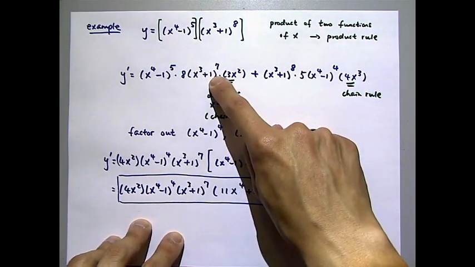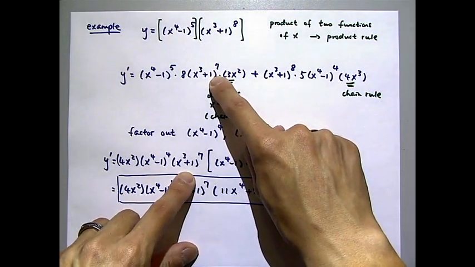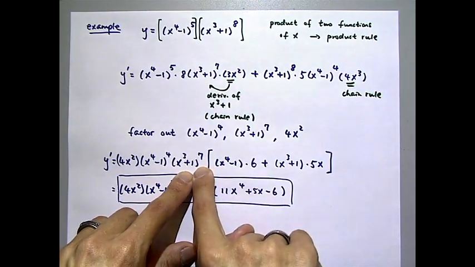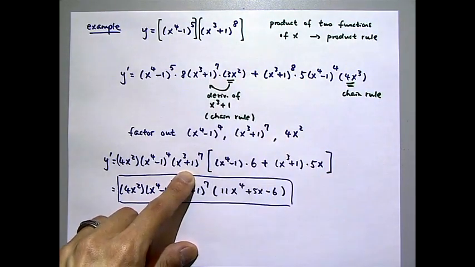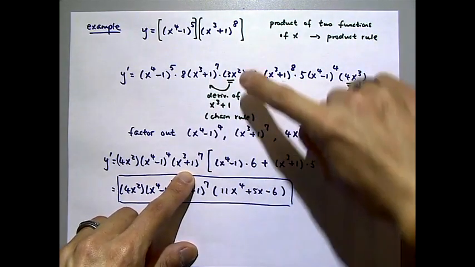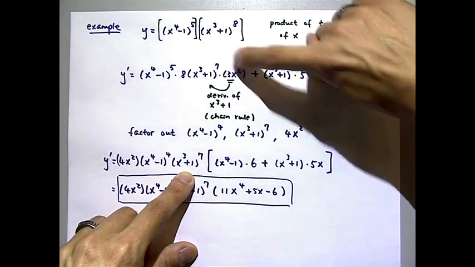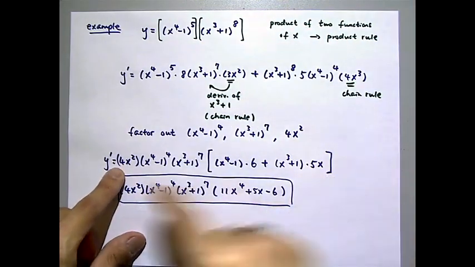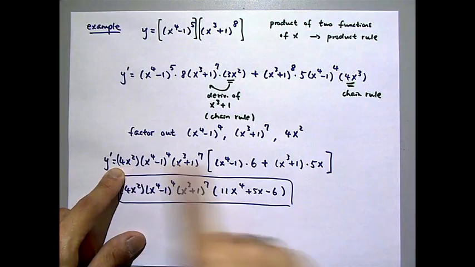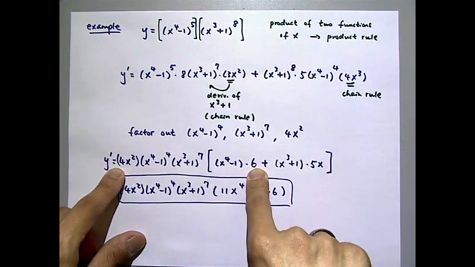This thing had the x cubed plus 1 to the 7th to start. I'm taking all 7 of that out, so that becomes a 1 in its place. Here, this thing had a 24x squared. I took away 4x squared, so that leaves me with a 6.